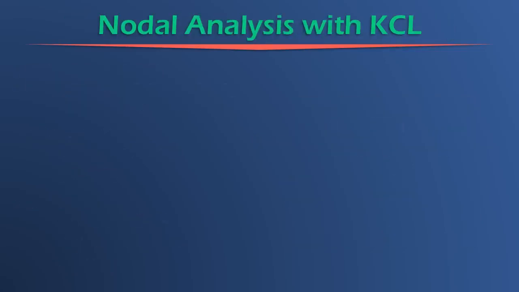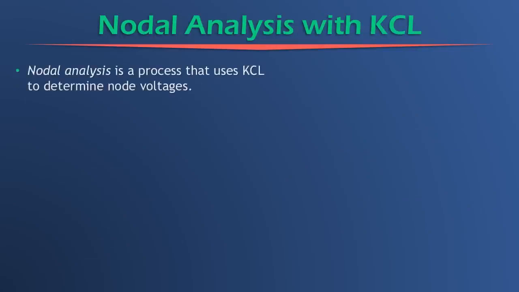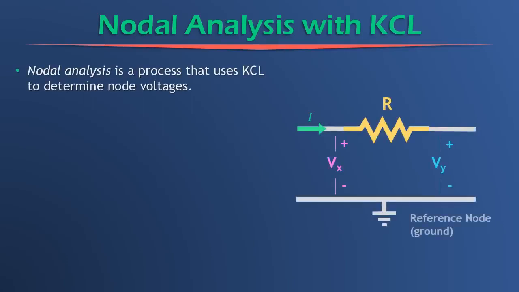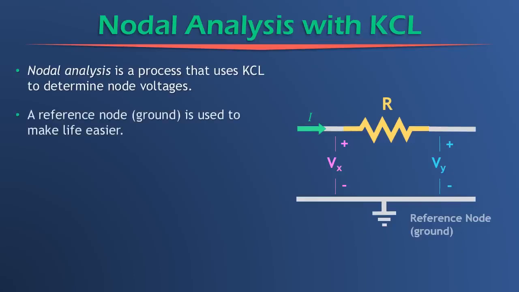Building off of KCL is something called nodal analysis. And nodal analysis is a process that uses KCL to determine node voltages. And so here's the basic setup for nodal analysis. To use nodal analysis, we first need to create a reference node. And so a reference node in our example circuit diagram over here is the strip of wire on the bottom. That's our reference node.